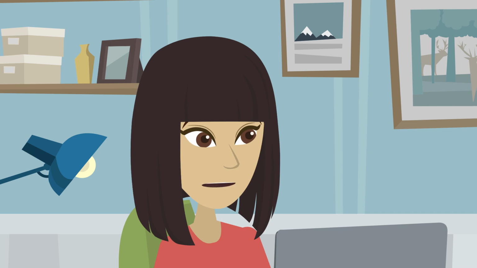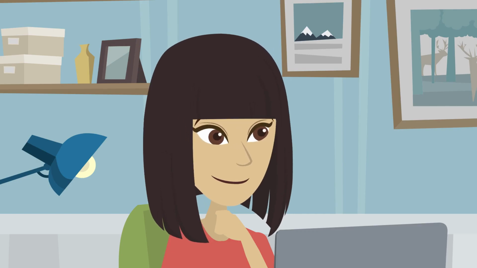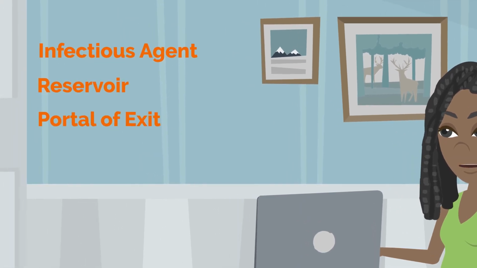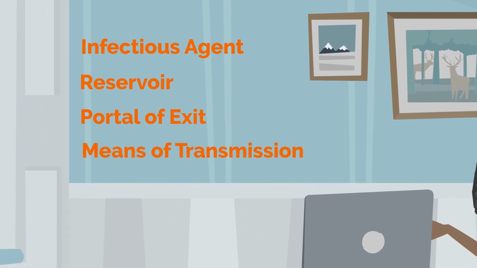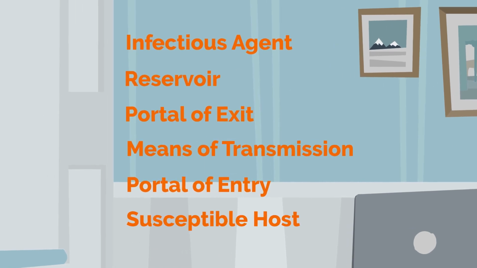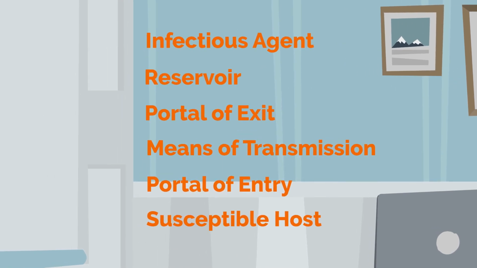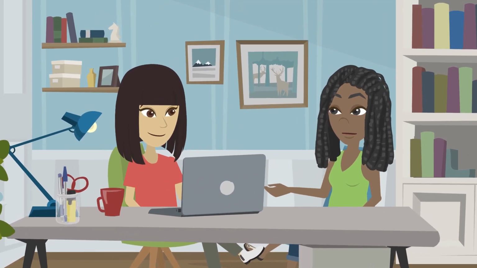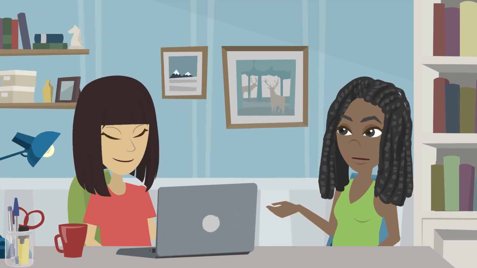What is the chain of infection? Germs spread through the chain of infection, and the goal of infection prevention and control is to interrupt this chain. There are 6 steps in the chain of infection: infectious agent, reservoir, portal of exit, means of transmission, portal of entry, and susceptible host. By interrupting the link between any of these 6 steps, we can prevent the spread of germs.